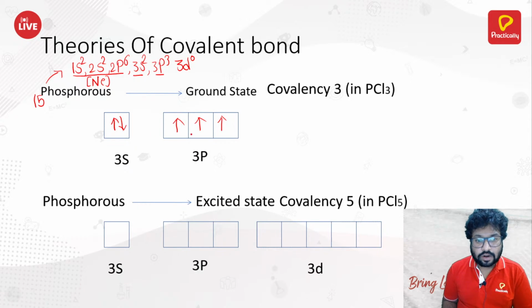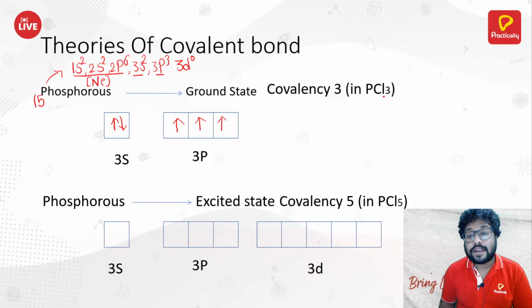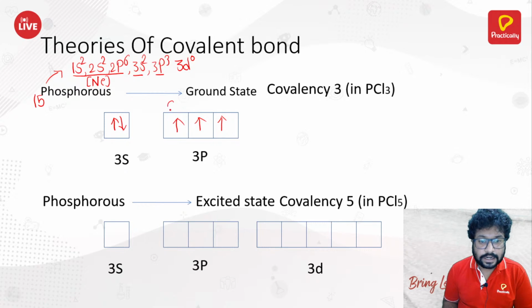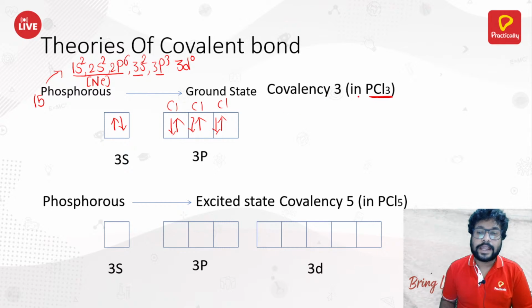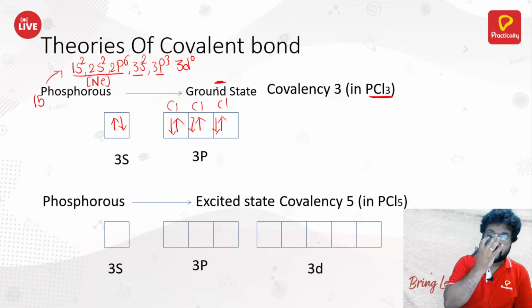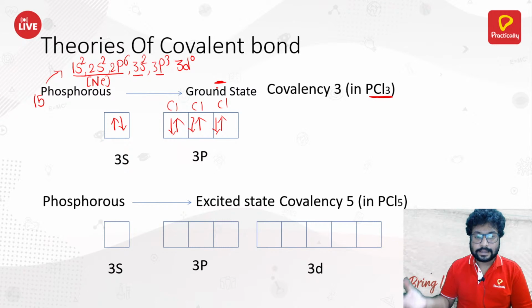So these 3 electrons now combine with chlorine's electrons, chlorine, chlorine, chlorine. They will be paired up here, and that's how you can form PCl3. Because there were only 3 unpaired electrons, 3 chlorines could bond there. That's why phosphorus covalency is 3 in the ground state. In the ground state, it always shows valency 3.